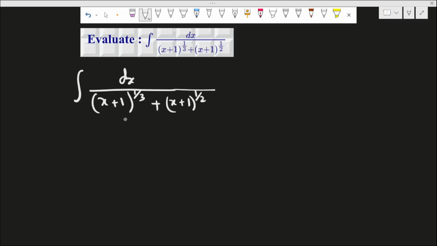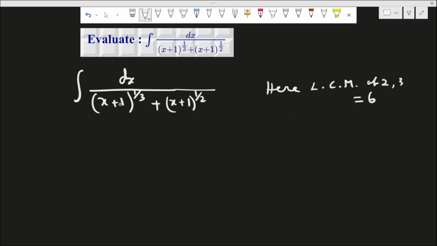In the denominator there are exponential terms, that is, the indices are fractions. In this type of question, we generally find the LCM of the indices. Here the indices are 1/3 and 1/2, so the LCM of 2 and 3 is equal to 6.